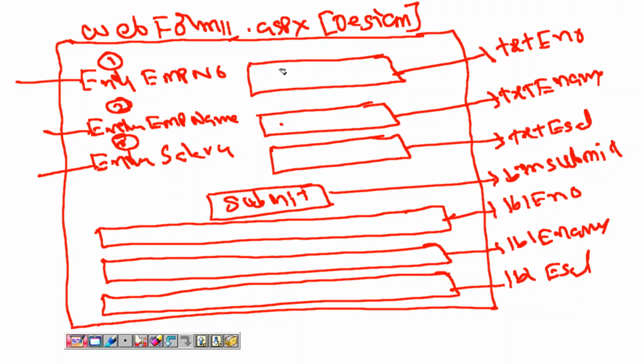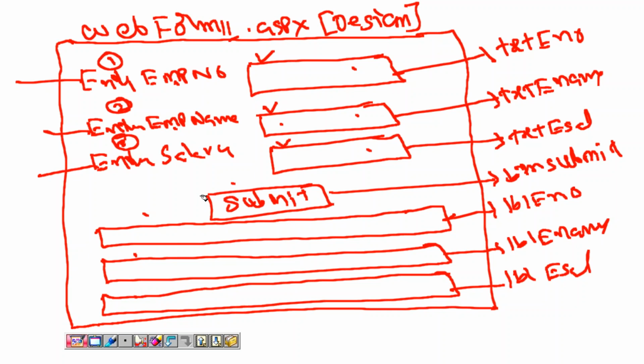Just displaying the description of the text. Describing about what? Text boxes. Can I avoid these 3 labels? No, because the user has to understand what they have to enter. Every control is nothing but an object. 6 objects of label class, 3 objects of text box class, 1 object of button.